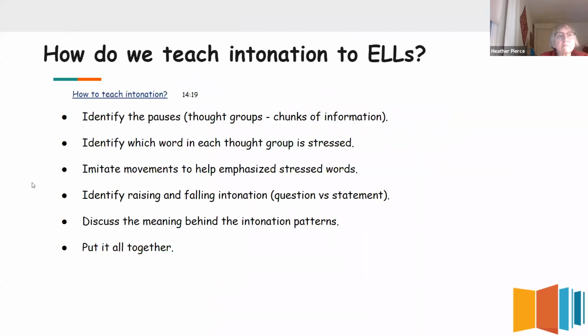Okay. So how do we teach intonation to our students? We have different exercises that we can do to show intonation to our students. So we can identify the pauses. When we have a sentence, we are going to show our students chunks of information from that sentence. The piece of the video that I will share with you shows how to do it.